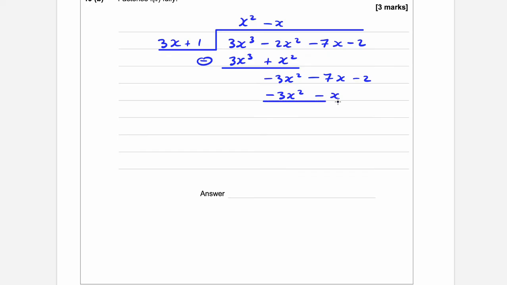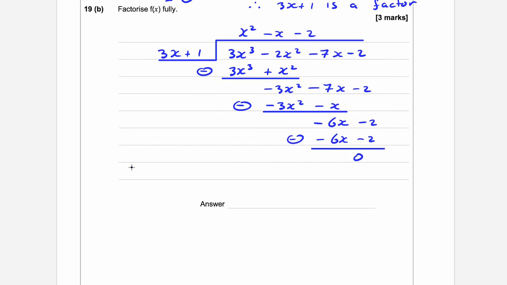Line underneath this, subtract, put a circle around it, guys, so you know you're subtracting this, and then minus 7x minus gives me minus 6x. Bring down the minus 2. 3x into minus 6x goes minus 2. Minus 2 times that is minus 6x. Minus 2 times 1 is minus 2. And this gives you 0, which I wanted.